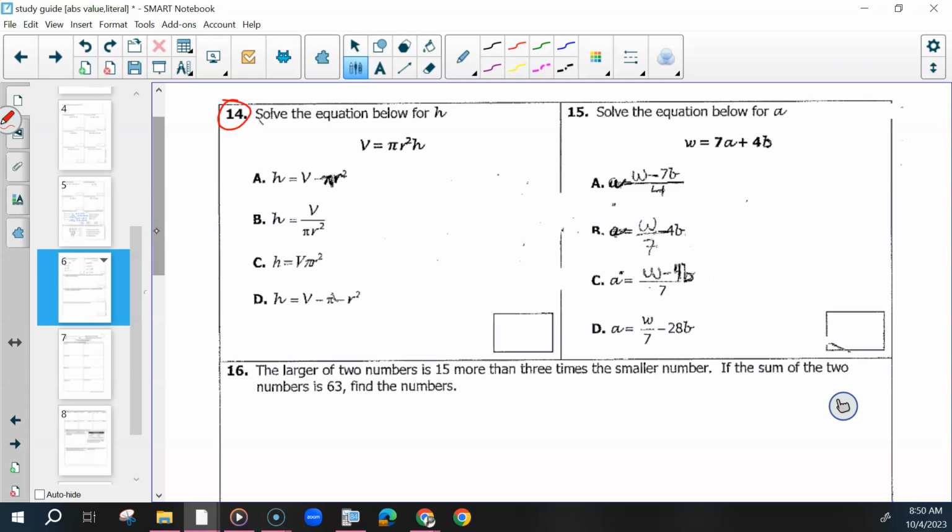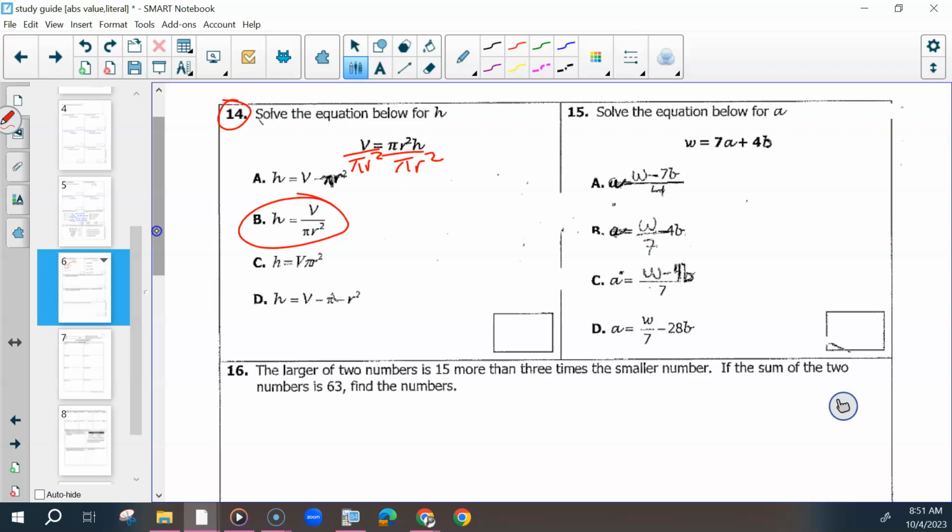So for 14, we are solving for h. So we need to get rid of pi and r squared. How could we do that? Divide both sides by pi r squared. Make sure you're showing that you're doing whatever to both so that our answer can be h. Questions about 15? If not, go to the next, back of the next page.